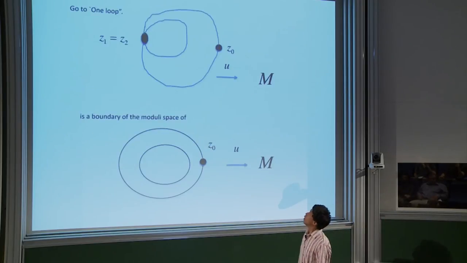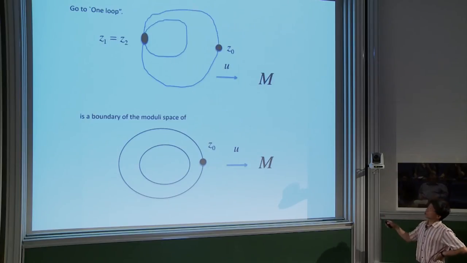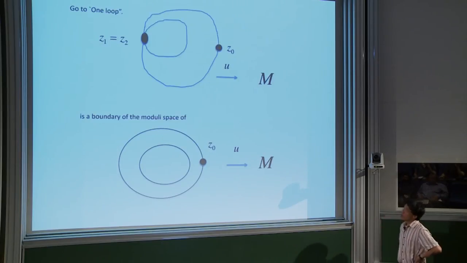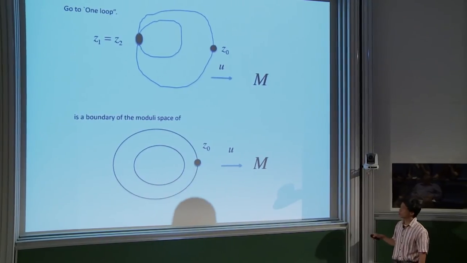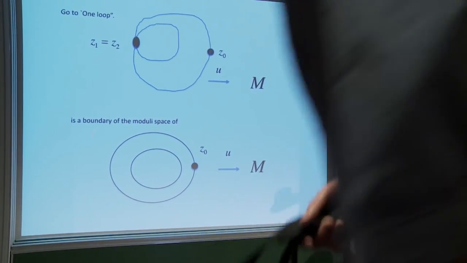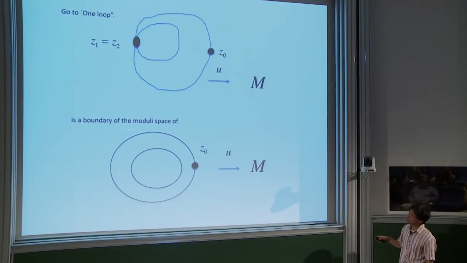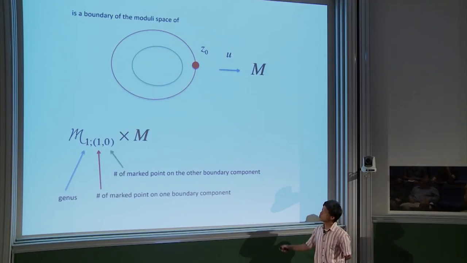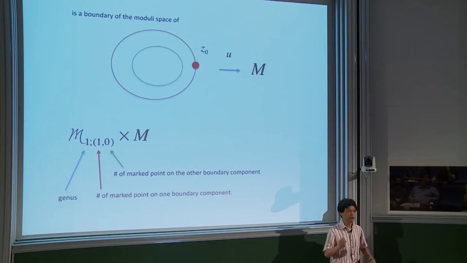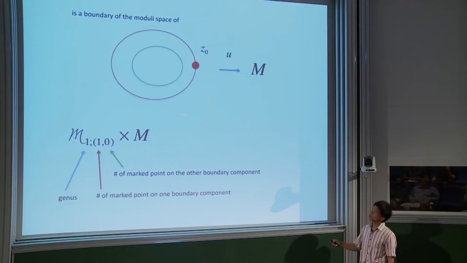Okay, so now this is in this particular case. But then this thing is a boundary of some other moduli spaces. So you can just take general annuli. In place of taking this moduli space, just one point, you take the moduli space of annuli and a constant map again. So now we consider this moduli space M 1 1 0. Annulus has genus 0. Sorry, this is wrong. So you have a genus 0 Riemann surface, with two boundary components, and one of them has just one marked point, and the other has no marked point.